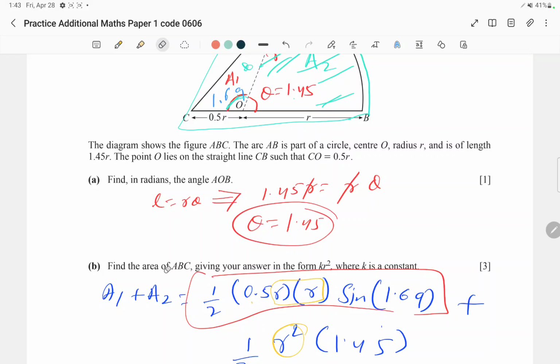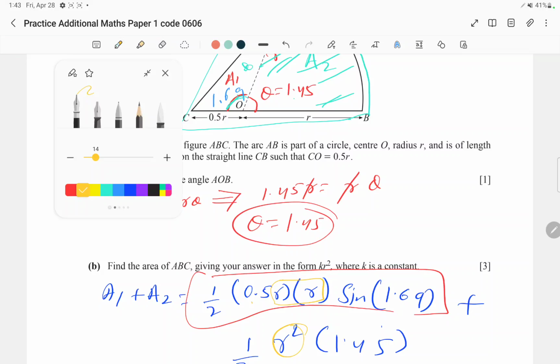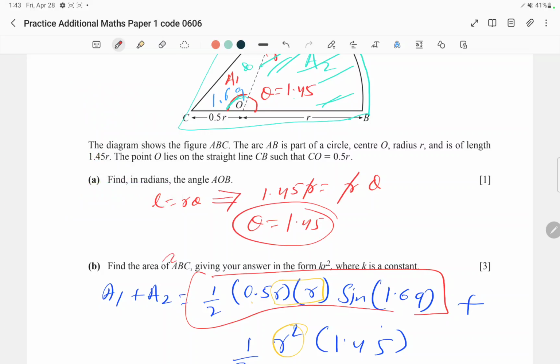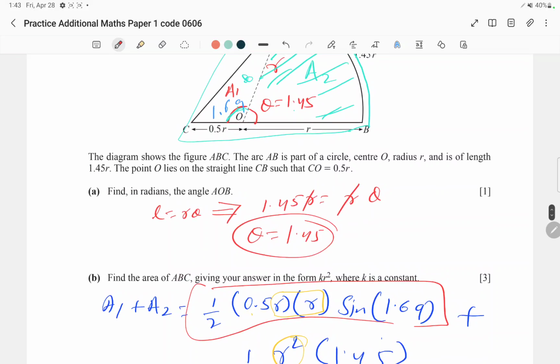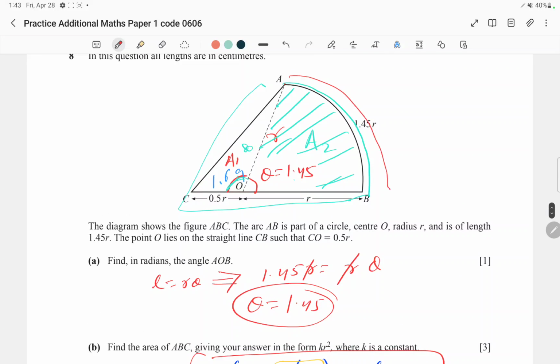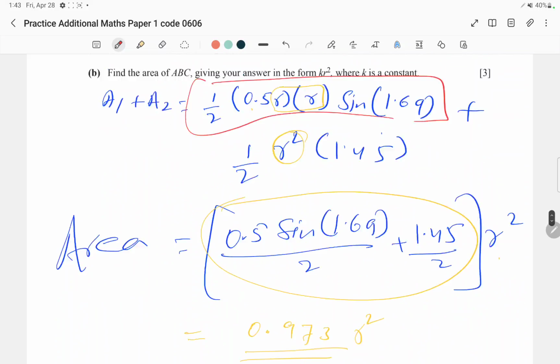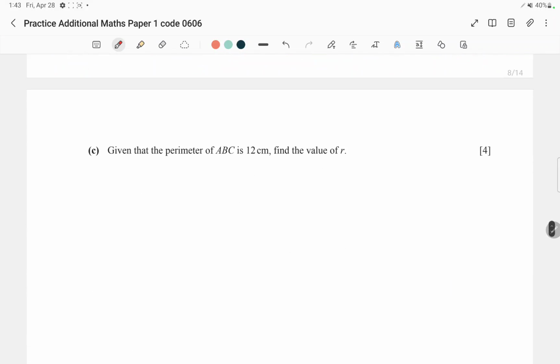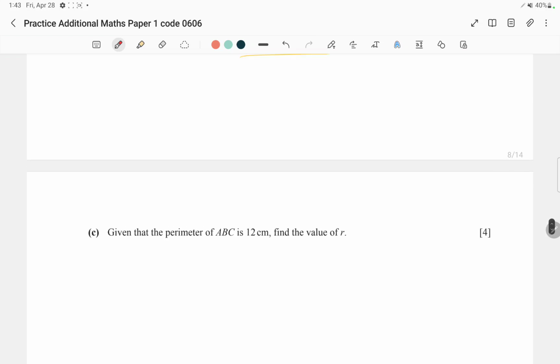If the triangle word or triangle symbol is not available over here, it means they are not talking about the triangle. They are talking about this figure A, then B, then C. So this figure. Okay, so now we got the answer. Now move to the next question.